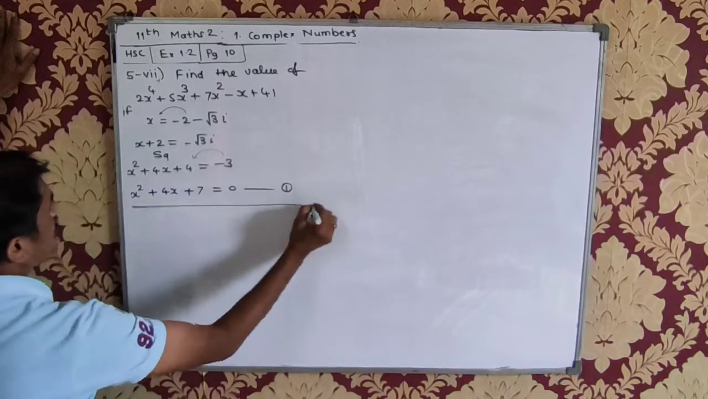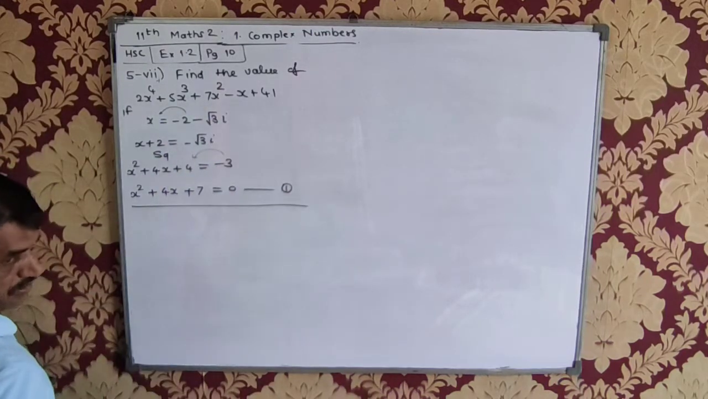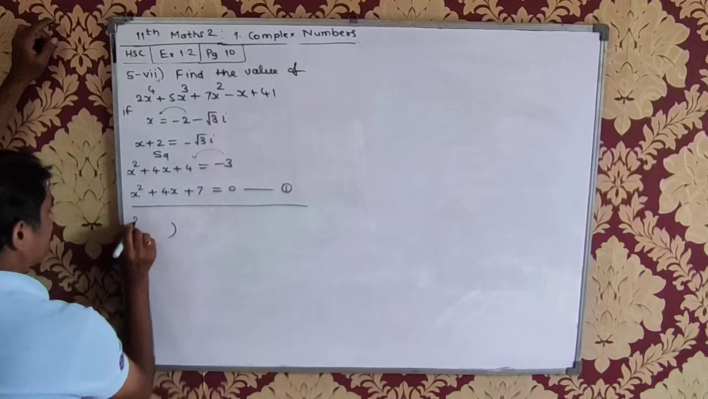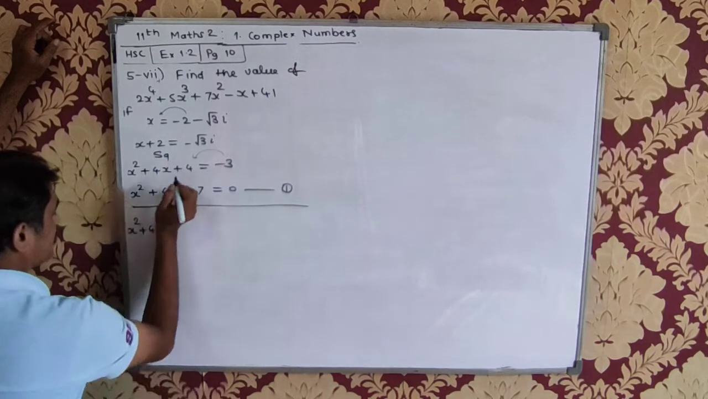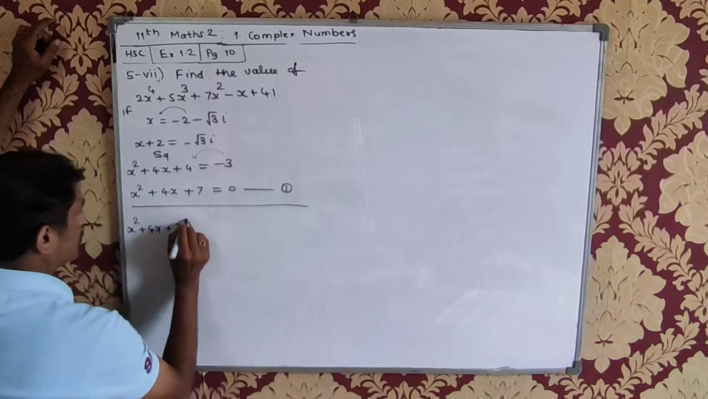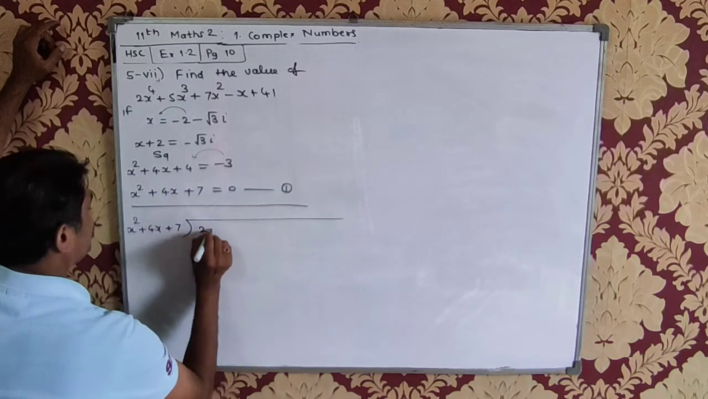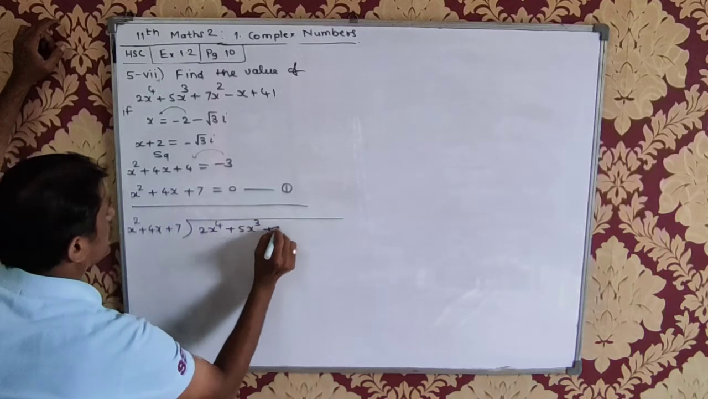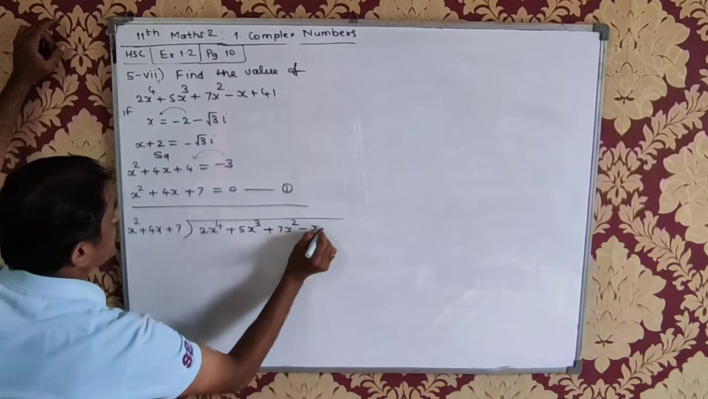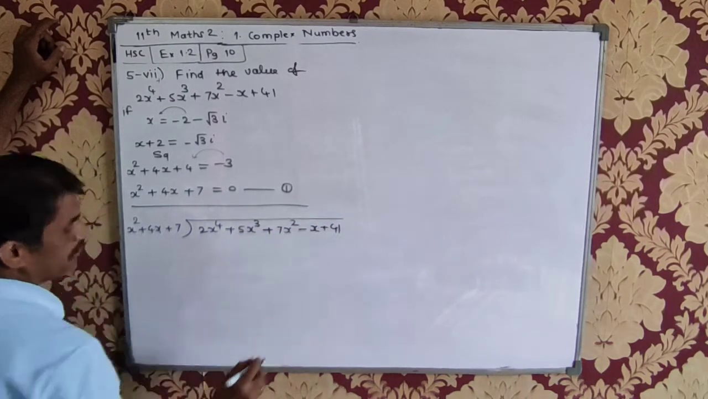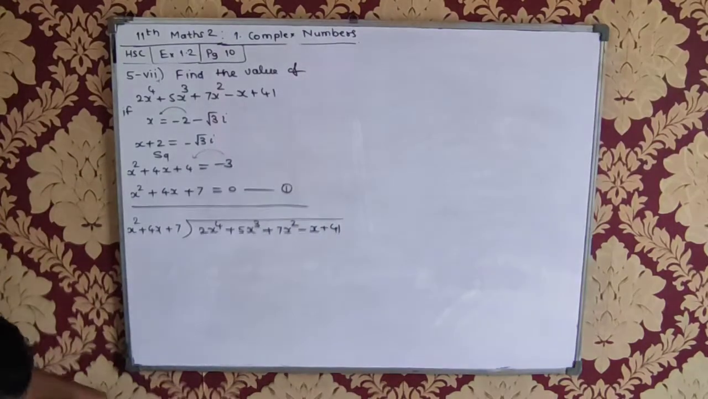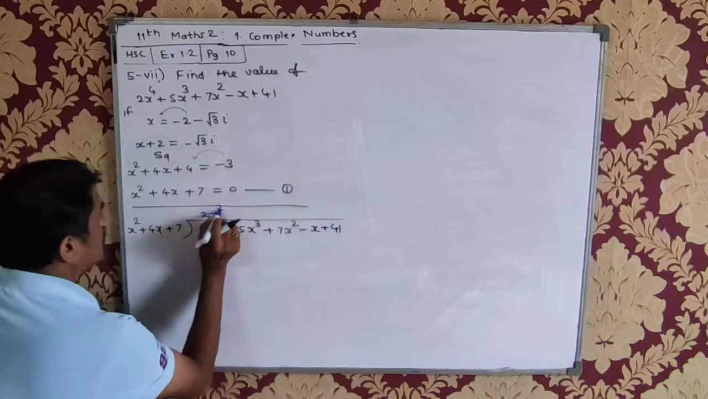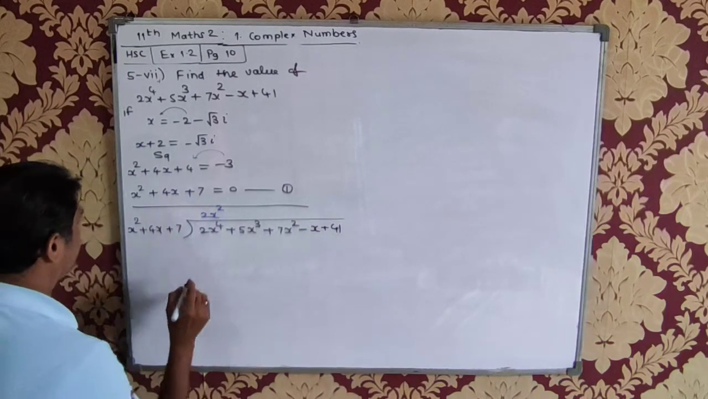Equation number 1. We'll divide the given expression by this one. So what do you get there? It is x square plus 4x plus 7 into 2x raised to 4 plus 5x cubed plus 7x square minus x plus 41. What should I multiply this by? 2x square. Done. Next.